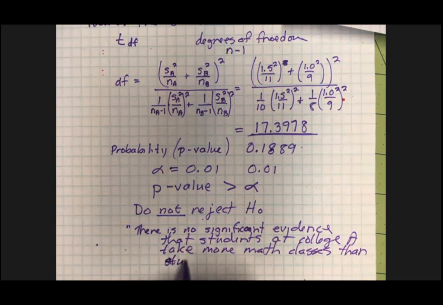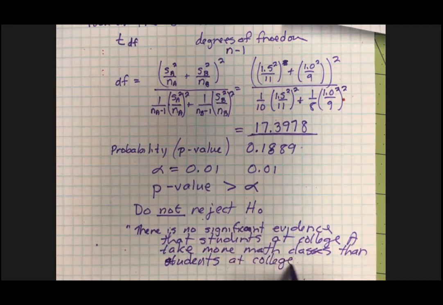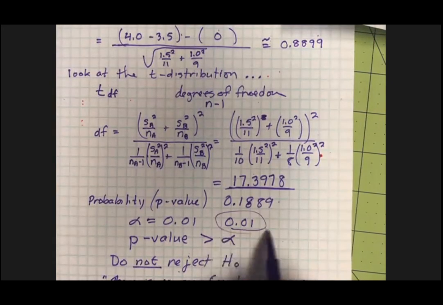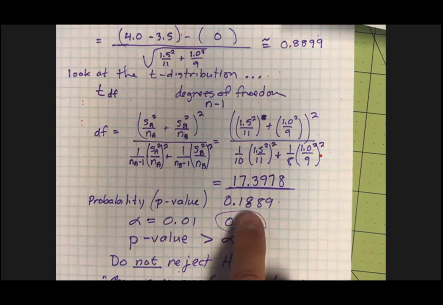And again, you're saying, but your samples said they took more. Yeah, the sample said they took more, but not so much more that it couldn't have been by random chance. Remember, I was setting that random chance right there at 1% level of significance. But even if I set it at 5% or 10% level of significance, my samples have not proved anything.